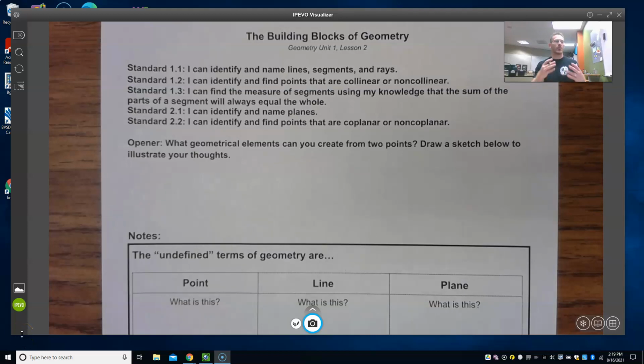All right, so welcome to your first lesson of geometry today. We've already completed our scavenger hunt, and so we've put some terminology, some phrases, some different concepts into your mind about what geometry is and the things it encapsulates, as far as the things that we're going to discuss this year. Now, this lesson is going to focus on what we call the building blocks of geometry.